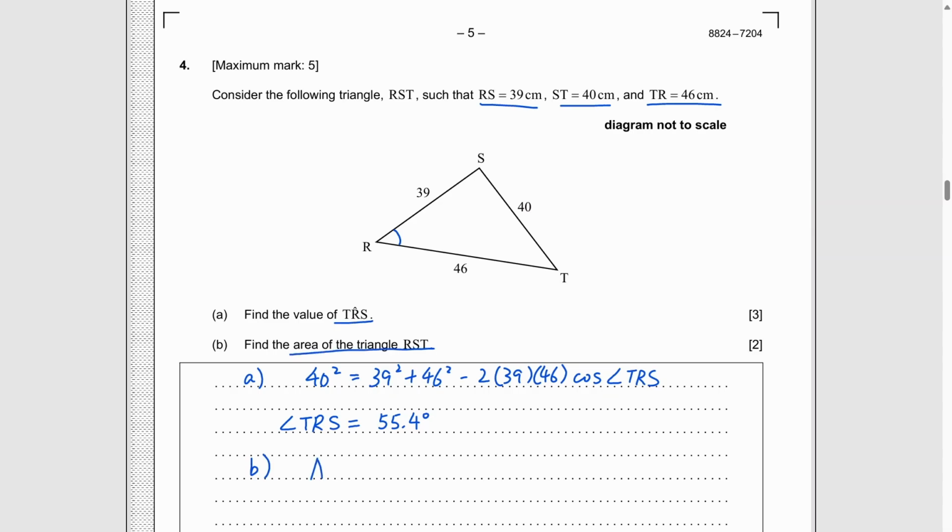Part B. Find the area of the triangle. As we know one of the angles and the two sides next to it, we just apply half ab sine C to get 738.